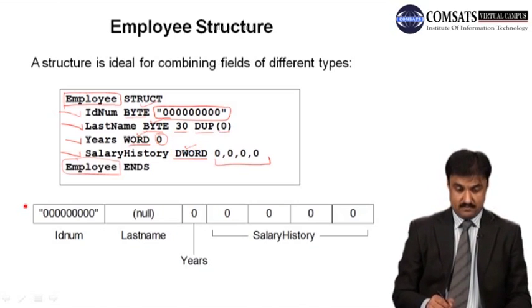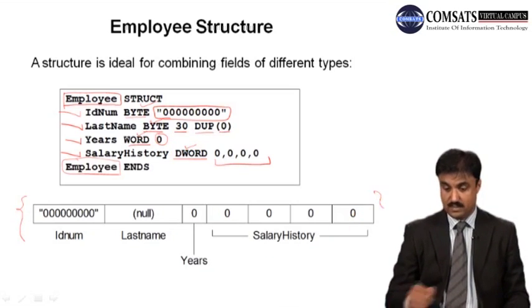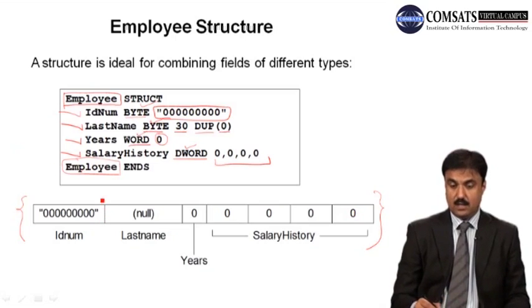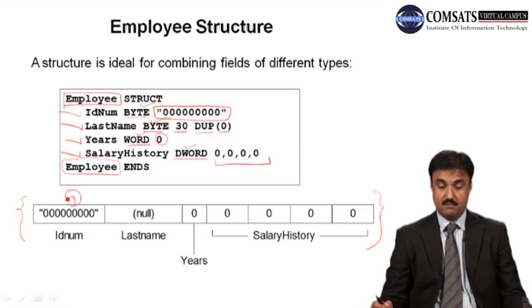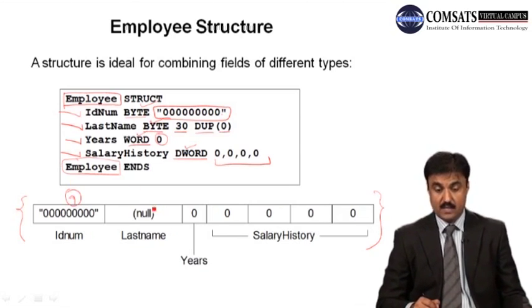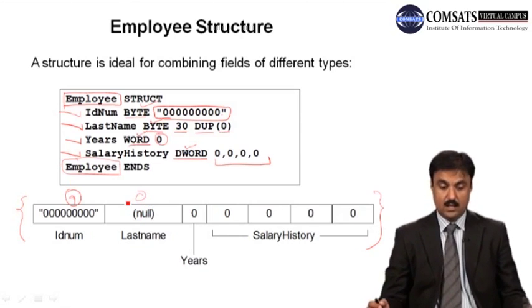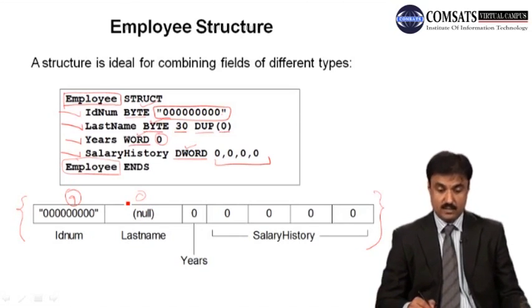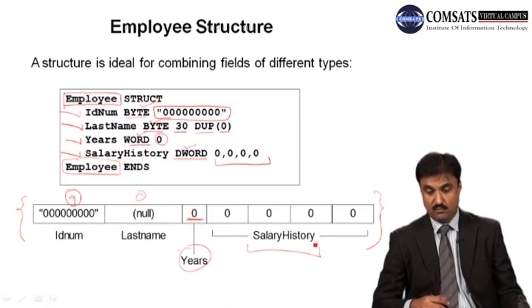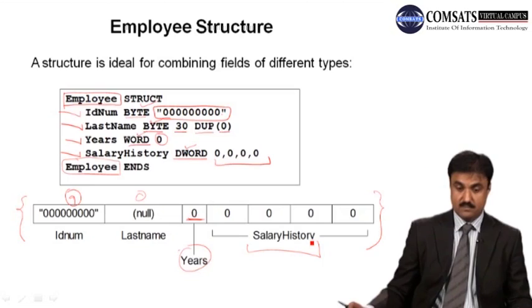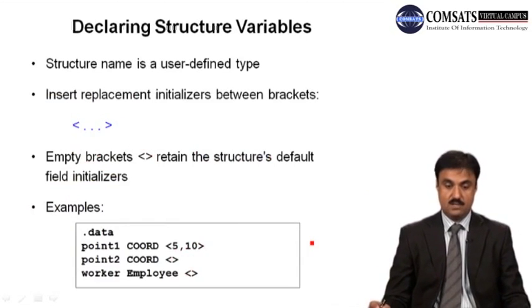So this is the structure inside, how this structure will be stored inside memory. First 9 bytes will be occupied by the ID number. Second 30 bytes will be occupied by the last name. Then the first word here, 2 bytes, will be occupied by the years, and then the salary history, double word multiplied by 4 times, will be occupied by this salary history.